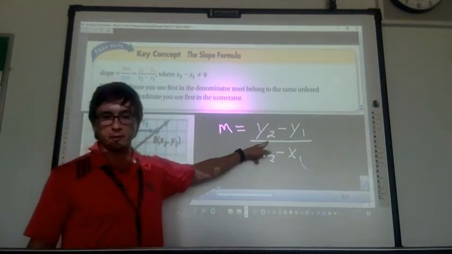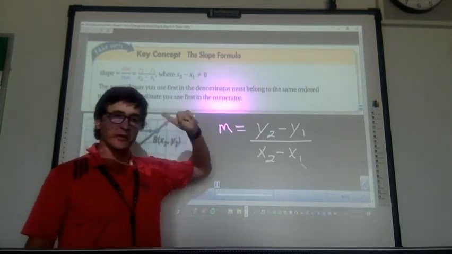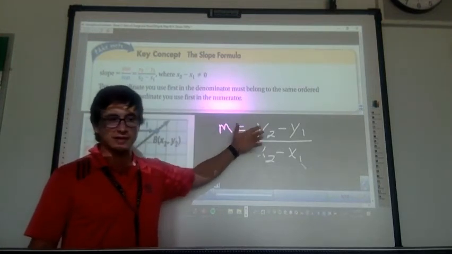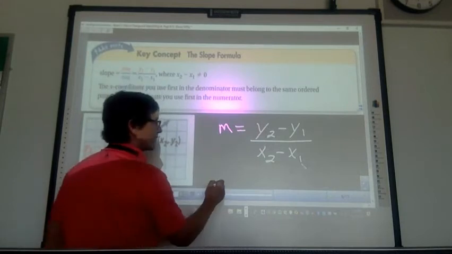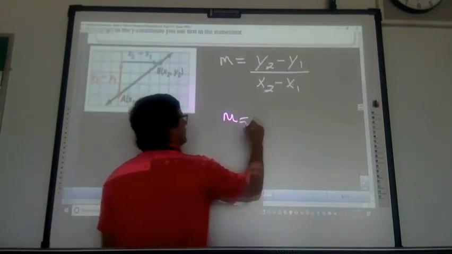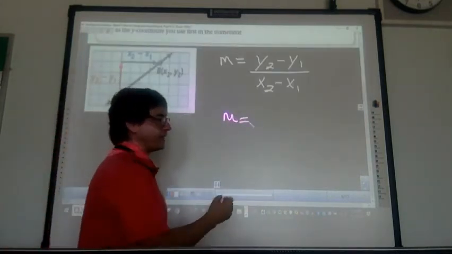So you can write that formula down. If it works better in your brain to remember change in y's over change in x, you guys know about the little triangle you can write means change.